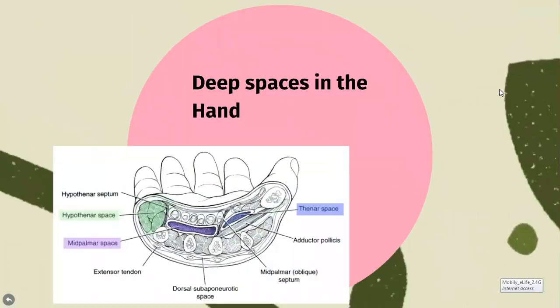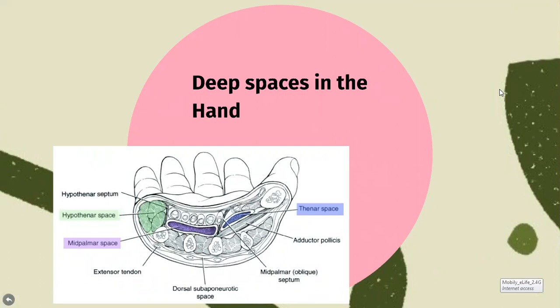Regarding the deep spaces, there are three spaces in the hand: thenar, mid-palmar, and hypothenar. The thenar space is deep to the flexor tendon and superficial to the adductor pollicis, and it is basically a bursal space. The hypothenar space lies palmar to the fifth metacarpal. The mid-palmar space is the central space and is separated by a fascial septum from the other two spaces.